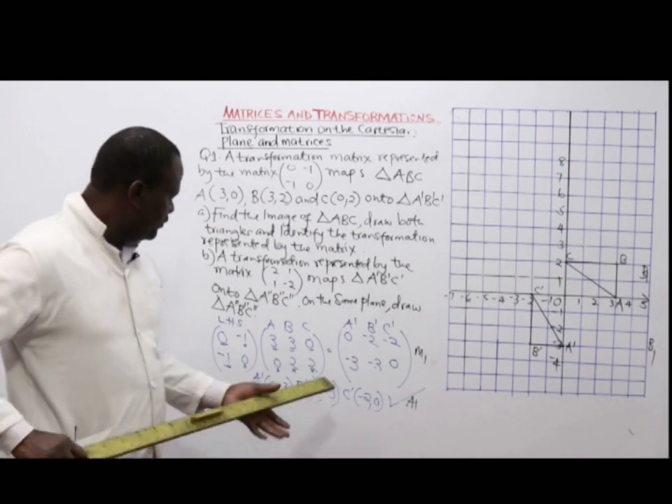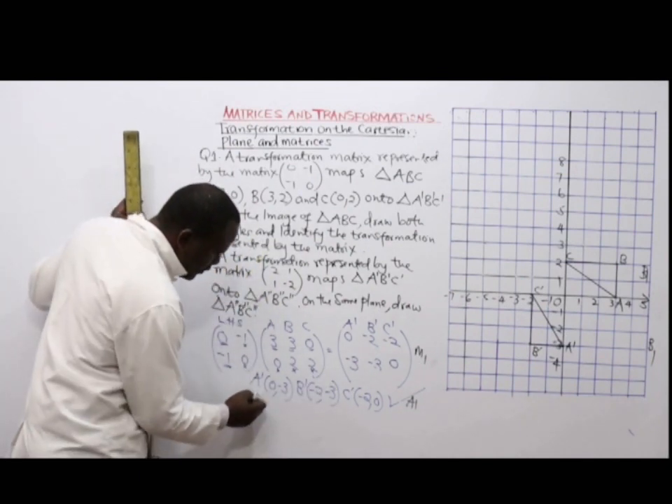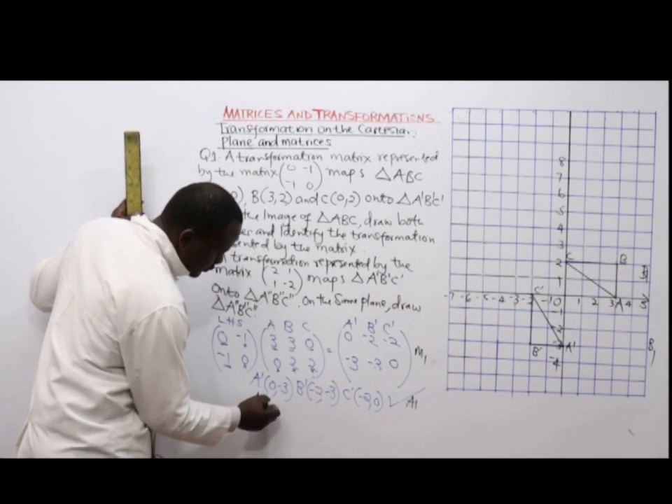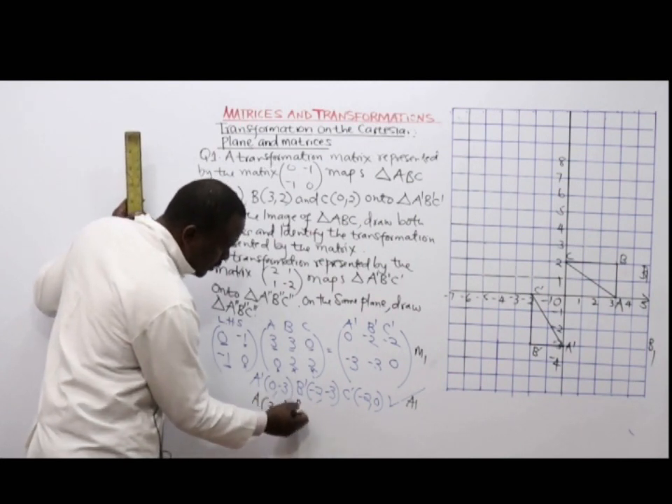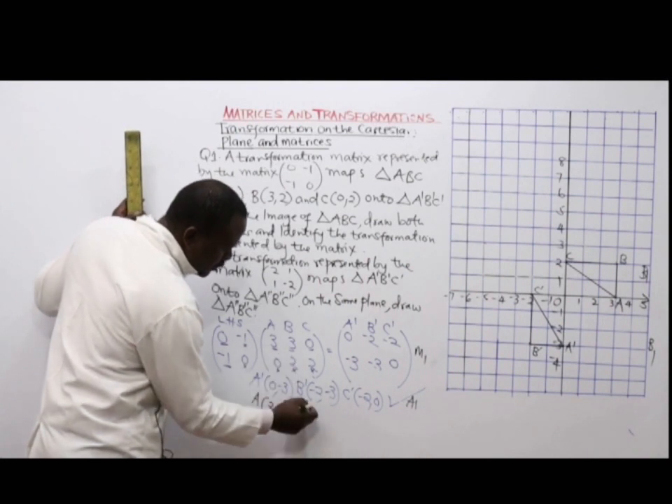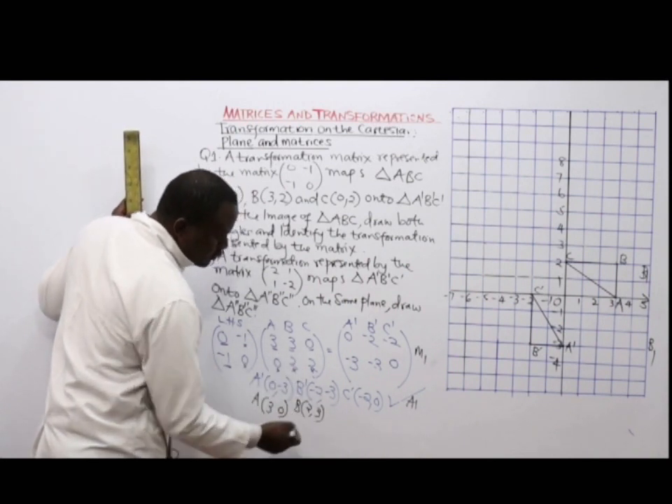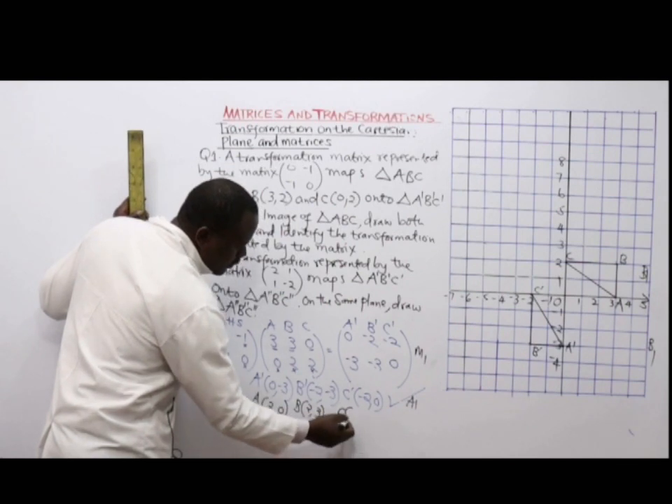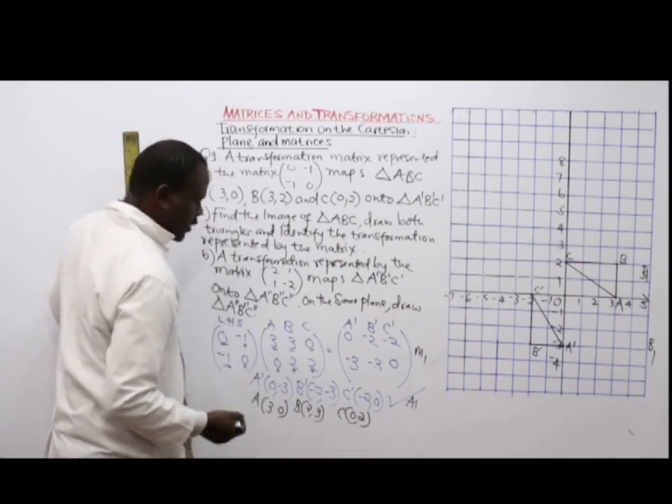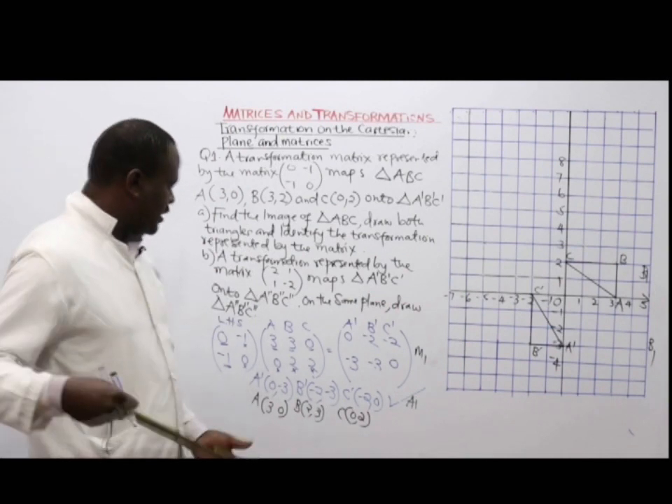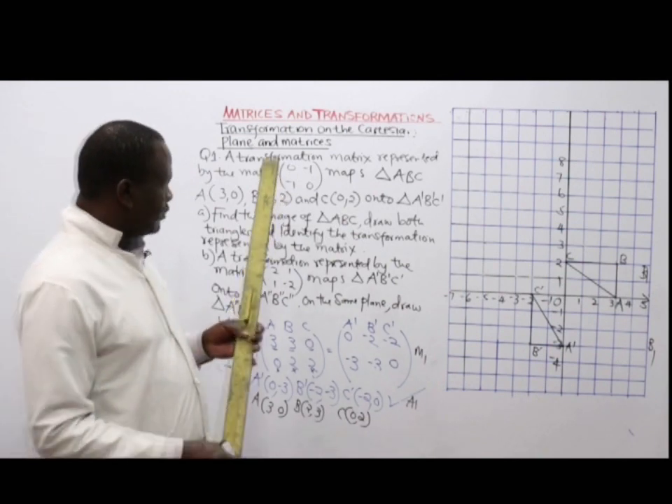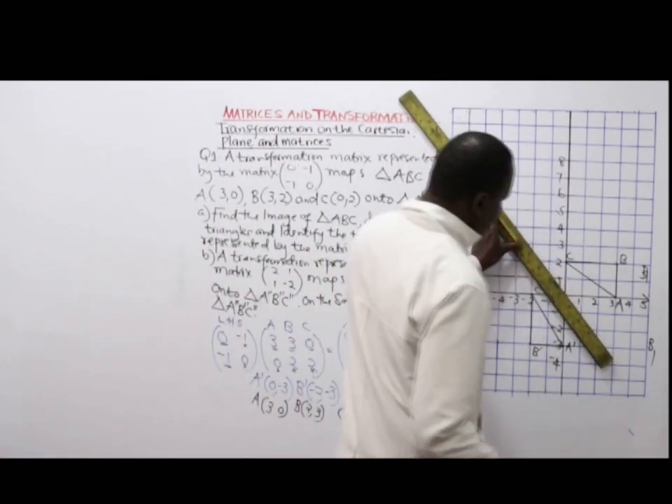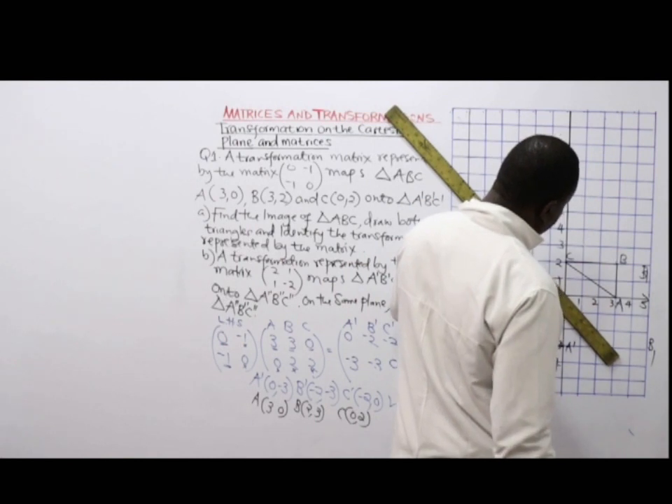So we try to see first from the image, 3, 0. There are two ways. B was 2, 3. C was 0, 2. So we see there is a relationship between these coordinates. So definitely, this is a reflection in this line.